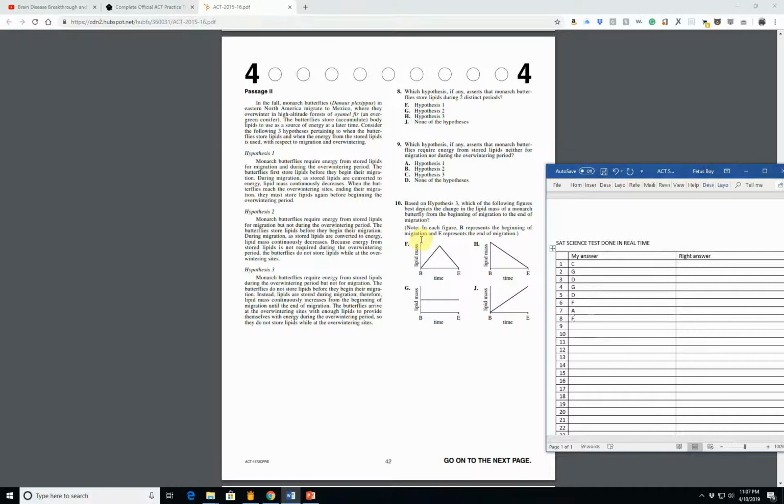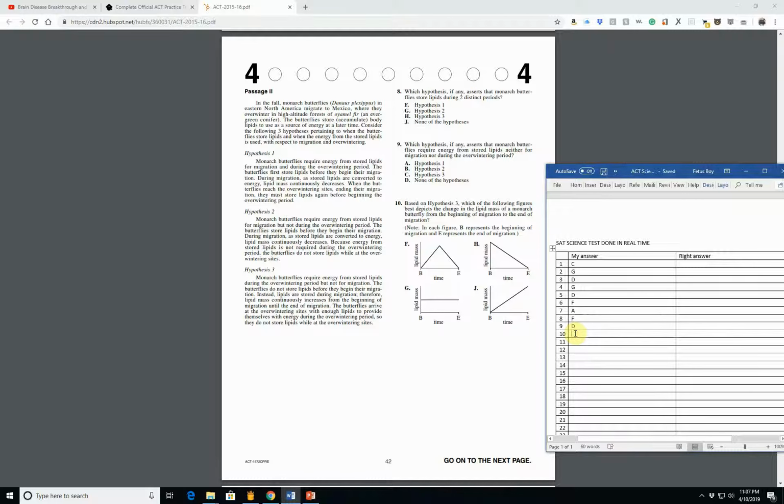9. Which hypothesis asserts that monarch butterflies require energy from stored lipids neither for migration nor during the overwintering period? Okay, so if it's 1 and 2, they both say they need it for migration. They need it during... Oh, okay, none of them. All of them say either one or the other or both.